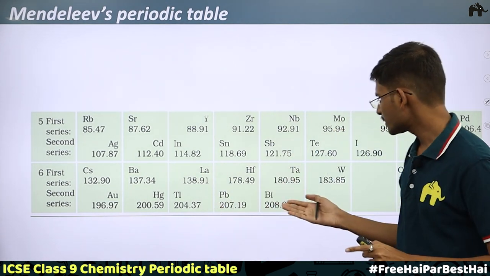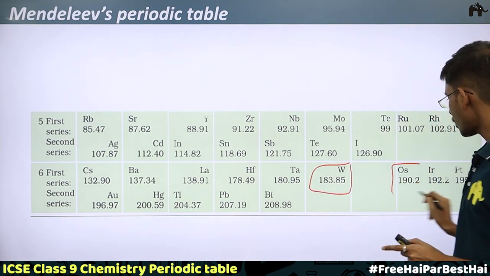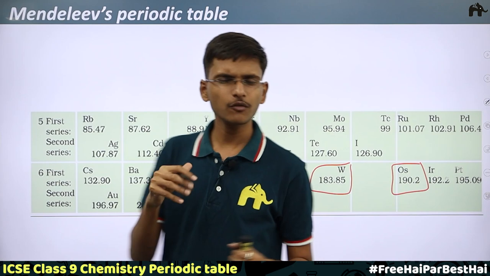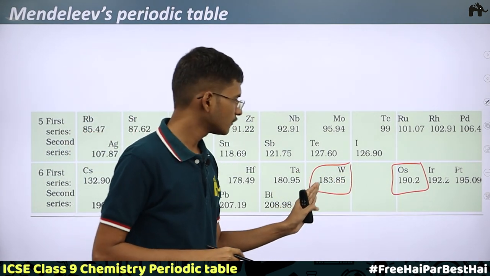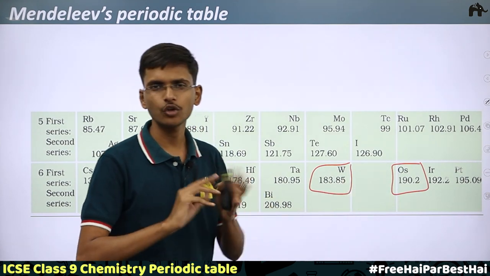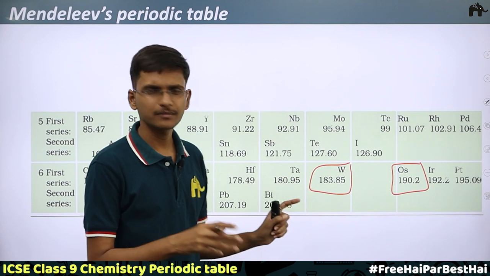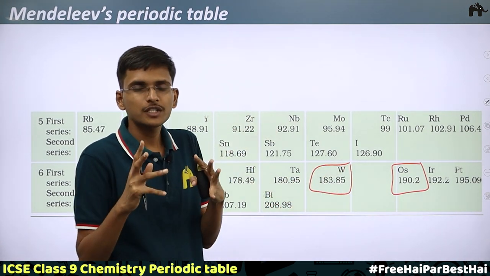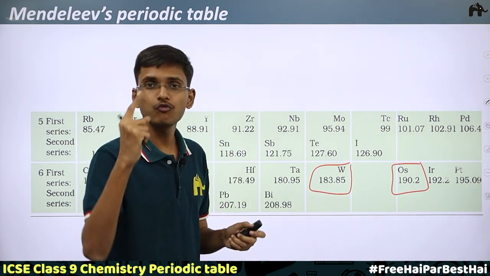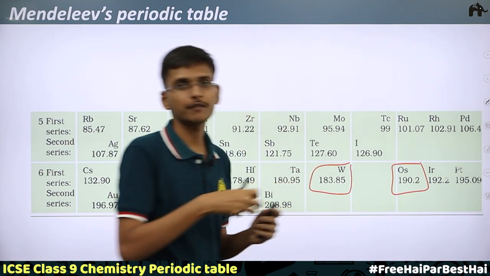Now, the last demerit is, when we observed the atomic masses of the heavier elements, for example from tungsten, 183.85, to osmium, 190.2, there was a huge gap between the atomic masses. From 183 to 190, there is almost a 7 unit gap. Though there is a gap present, we cannot say with surety that only one element could be discovered later which can be placed between these two heavier elements.